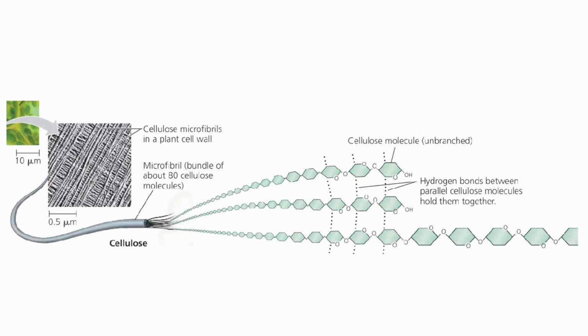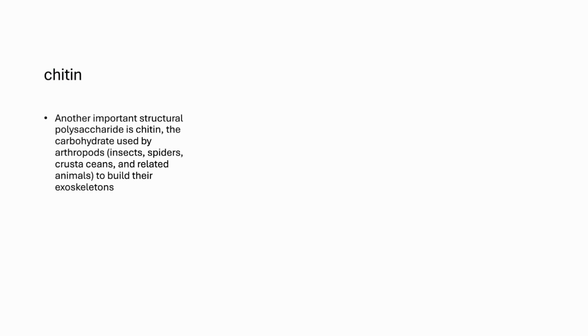Enzymes that digest starch by hydrolyzing its alpha linkages are unable to hydrolyze the beta linkages of cellulose due to the different shapes of these two molecules. Another important structural polysaccharide is chitin, the carbohydrate used by arthropods to build their exoskeletons, which are hard cases that surround the soft parts of the animal.